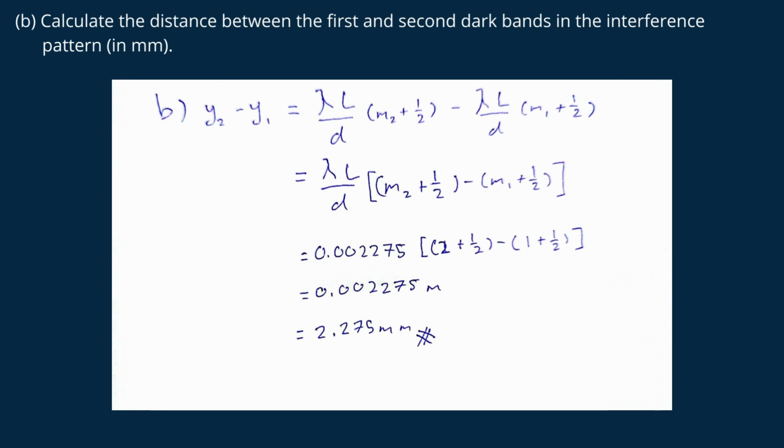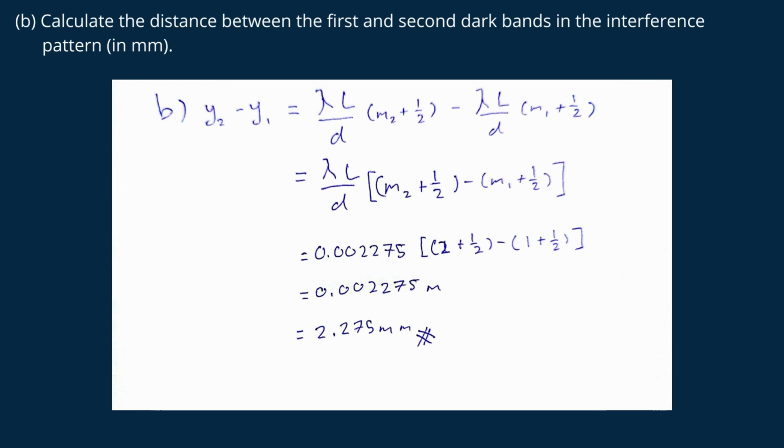Part B, on the other hand, wants us to calculate the distance between the first and the second dark fringe. Here, we must use the dark fringe equation and find the difference for m equals 1 and m equals 2. The calculation is as follows. The final answer for this part is also 2.275 mm.